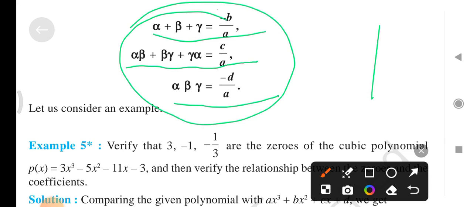If the polynomial is a cubic polynomial.